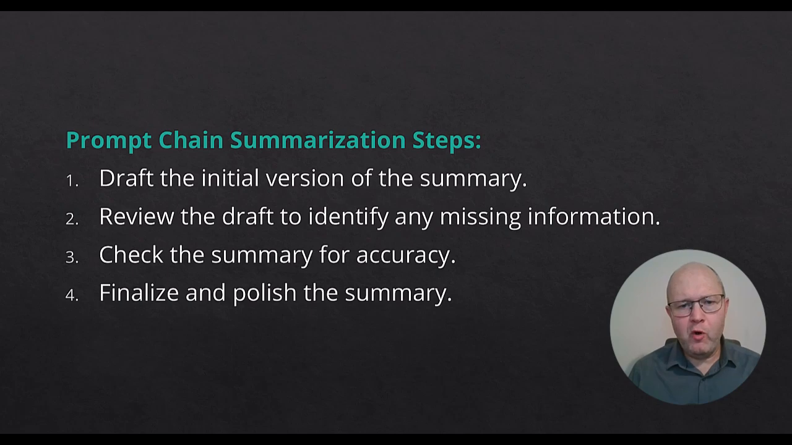As I said before, with prompt chaining, we break the problem down into a number of subtasks. This is a more realistic method of completing a complex task as opposed to finishing the task in one attempt. For a summarization task, these steps might be drafting the initial version of the summary, then reviewing the draft to identify if there's any missing information that should be included, then checking the summary for accuracy and correcting any errors, and then finally just polishing the summary, which could include changing the format, the style, the tone, or adding any additional information that you want.